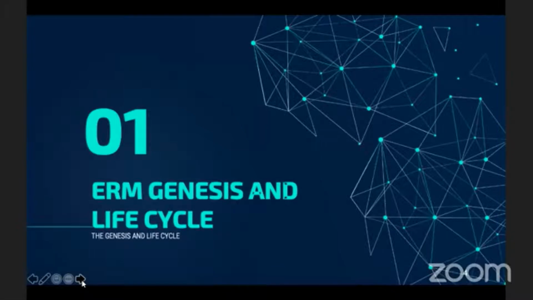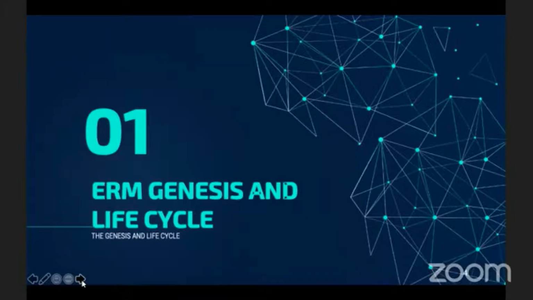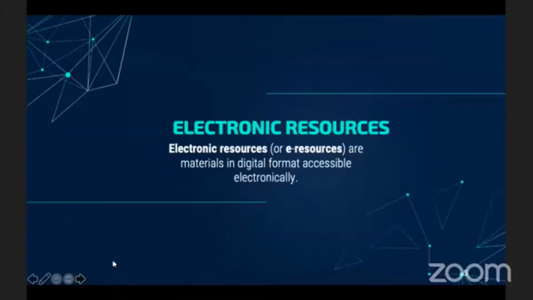Now, let us start with the birth of electronic resources, their management, and their life cycle. A very simple definition of electronic resources is that they are materials in digital format which can be accessed electronically. People may wonder what is different in this. Until the arrival of electronic resources, what we were doing is we were owning whatever came into the library. With the inclusion of electronic resources, for the first time we will not be owning the resources, but we will be accessing them. And of course, sometimes we will own them, but basically we will be accessing them.